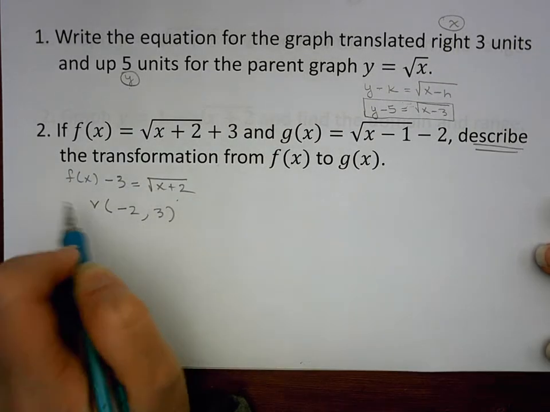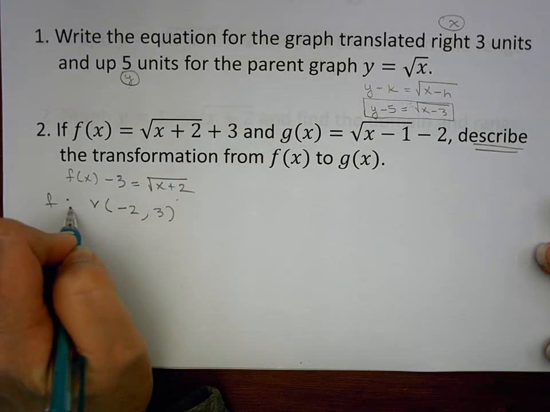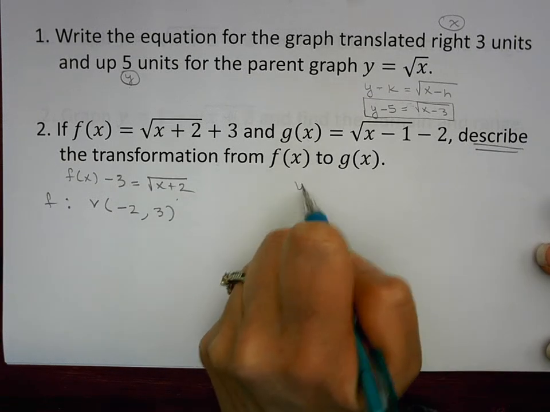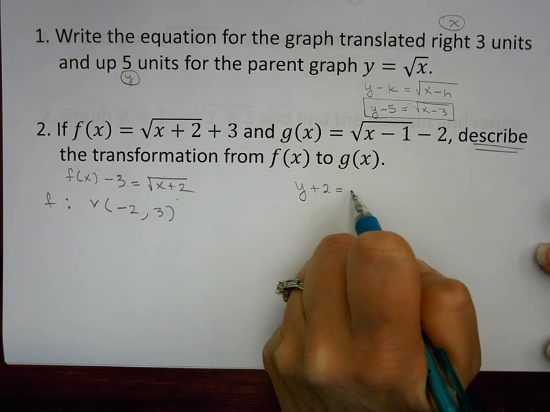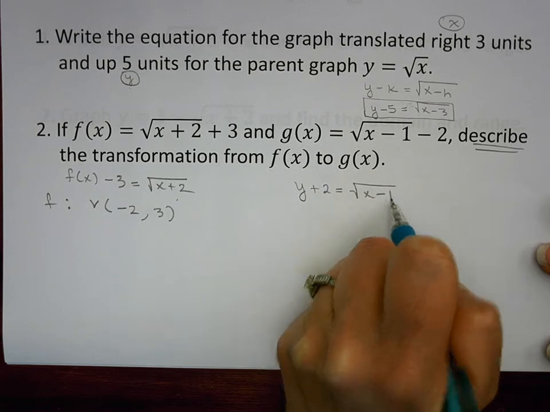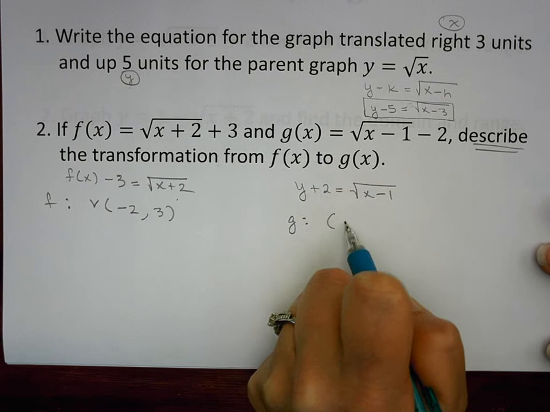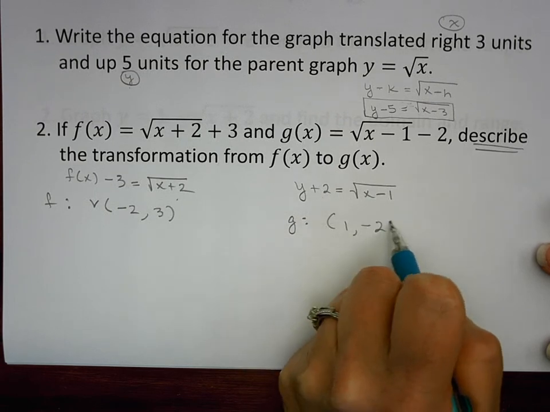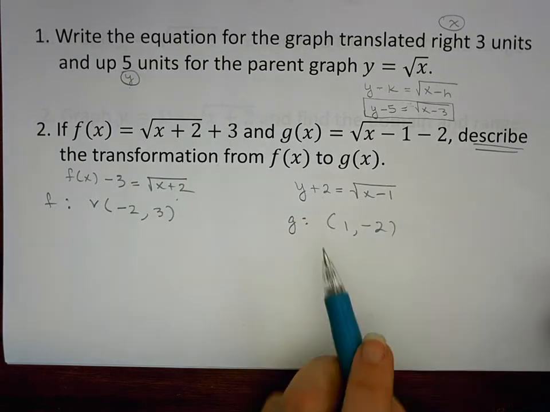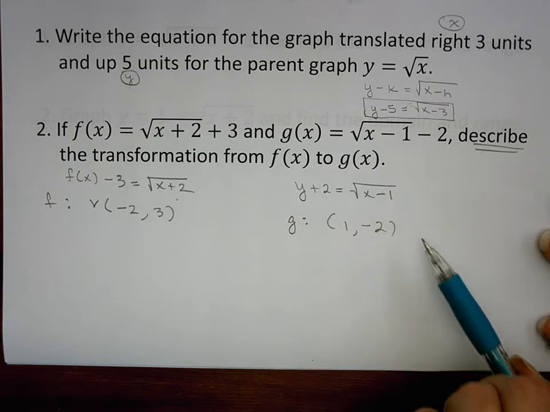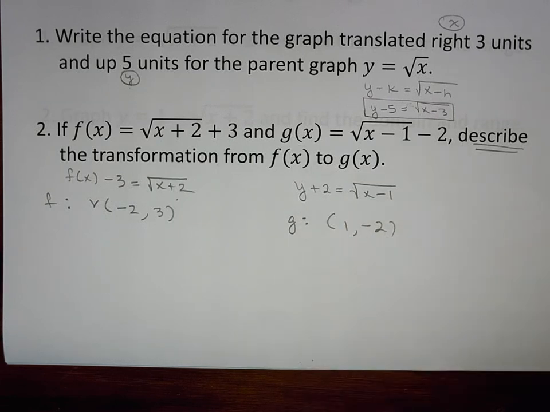And then for g of x, so that's for f, so g of x is the same as y, so I'm going to add the 2 over. And so then for g, my vertex is positive 1 and negative 2, right? So we do opposites because we're just zeroing it out. So 1 minus 1, negative 2 plus 2. So I could do a little sketch to kind of figure that out also. But before I do the sketch, I'm just going to try to figure out my movement.